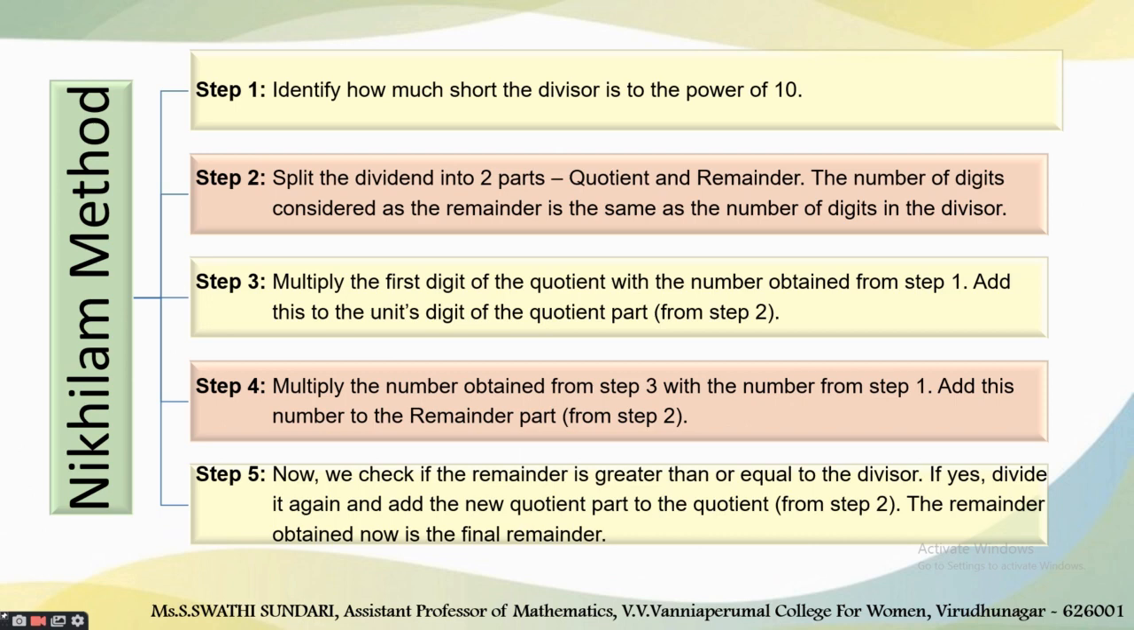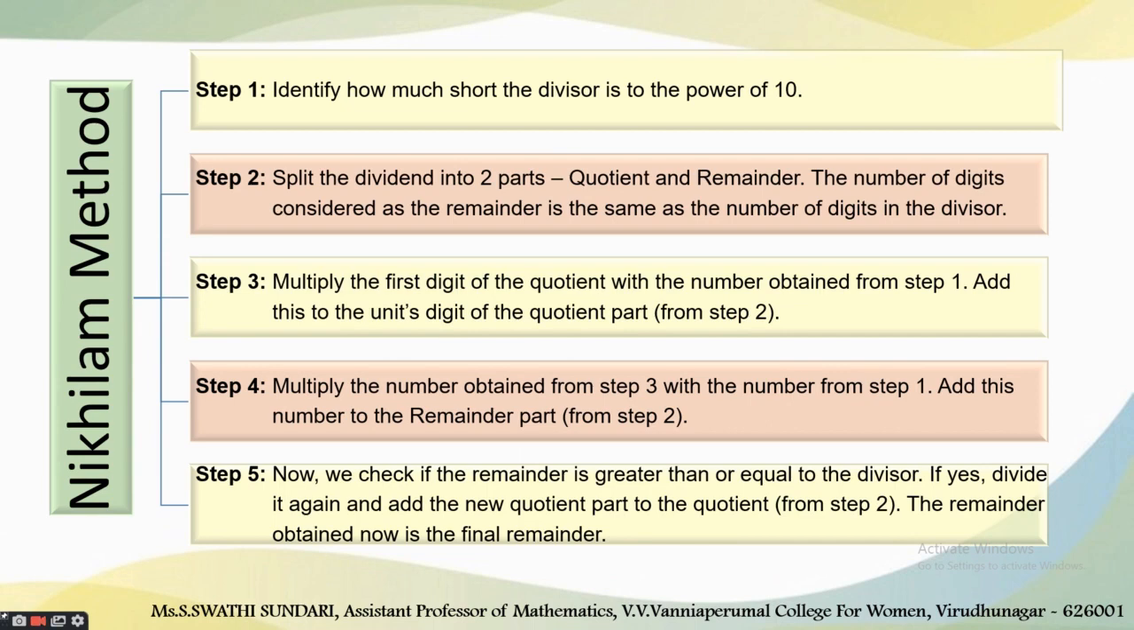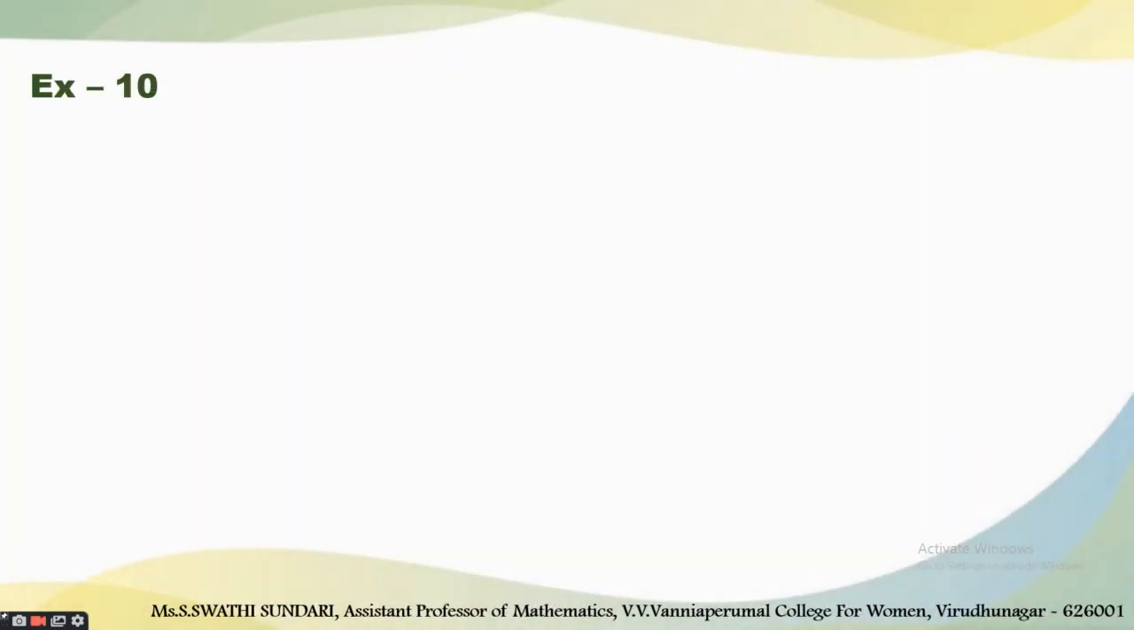In step 3, multiply the first digit of the quotient with the number obtained from step 1. Add this to the units digit of the quotient part from step 2. In step 4, multiply the number obtained from step 3 with the number from step 1. Add this number to the remainder part from step 2. In step 5, now we check if the remainder is greater than or equal to the divisor. If yes, divide it again and add the new quotient part to the quotient from step 2. The remainder obtained now is the final remainder. Now, we're going to discuss this method elaborately through these examples.